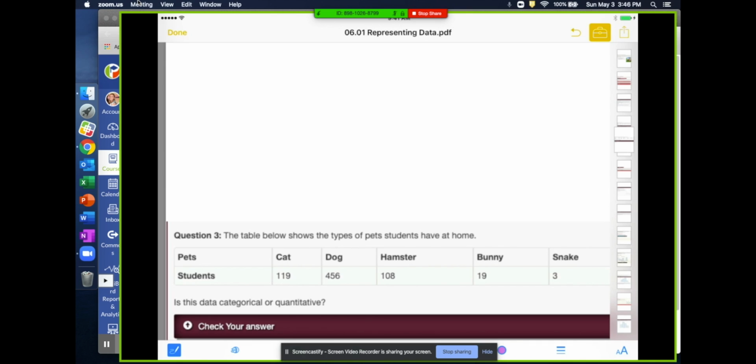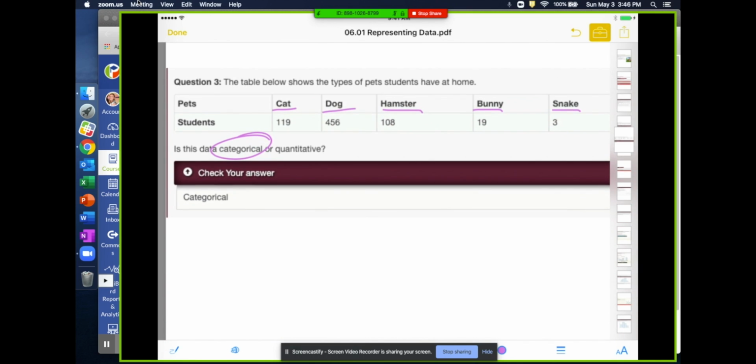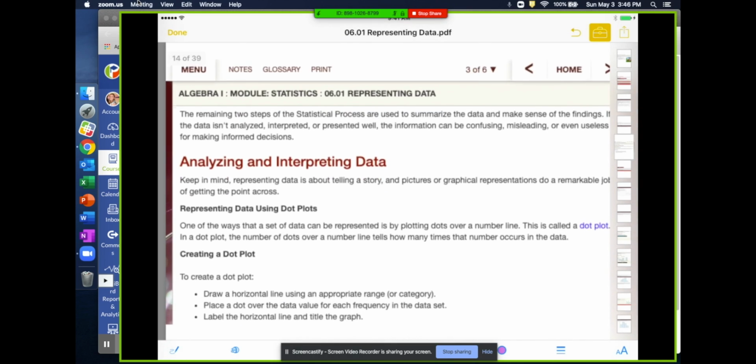And then question 3, we have types of pets, cat, dog, hamster, etc. That's definitely going to be categorical. We're putting these students and how many pets they have or what kind into categories. There's no number data attached to our different buckets.